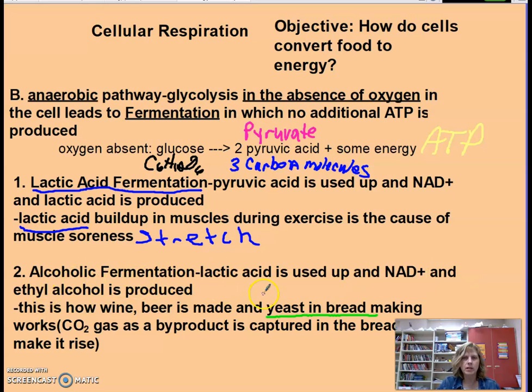is alcohol fermentation, where the pyruvic acid is used up, NAD+ and ethyl alcohol are produced. This is how wine and beer is made. Like, I'm into making sourdough bread, and sourdough is the same kind of thing. You keep that starter either in the fridge or on the counter and feed it periodically, but you get alcohol collecting at the top, and that's part of what gives sourdough bread its sour taste.